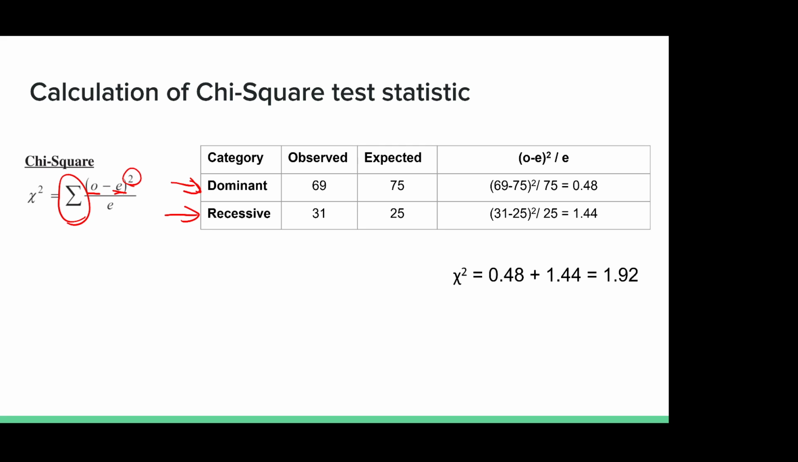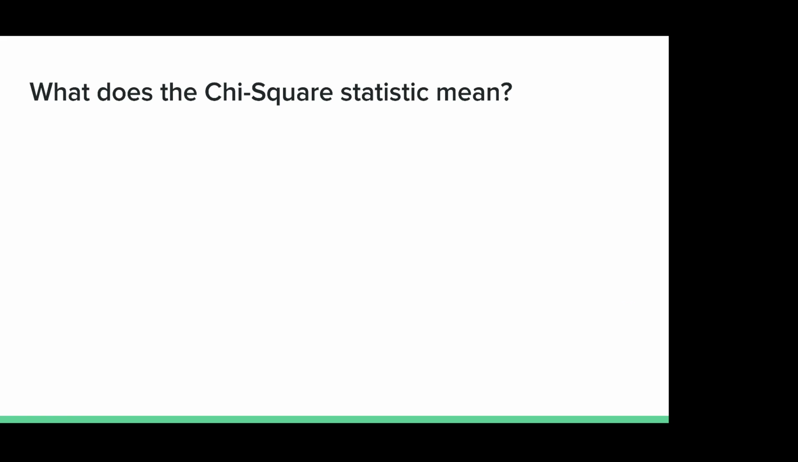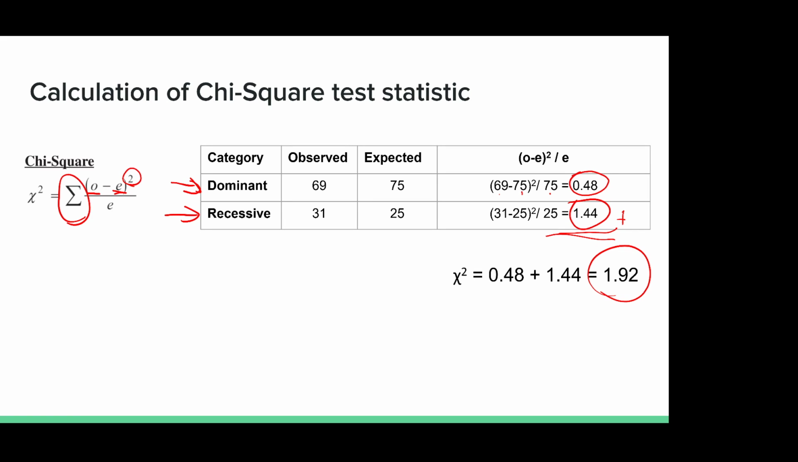Over here on the right-hand side, we see the observed minus expected quantity squared divided by expected gives us a resulting value of 0.48. Similarly with the recessive condition, 31 were observed, 25 were expected, and therefore the chi-square value for that category is 1.44. We haven't really calculated a chi-square yet. After we add them up, we get our chi-square statistic, which is 1.92. Okie dokie, 1.92 for those of you who are still filling it in.